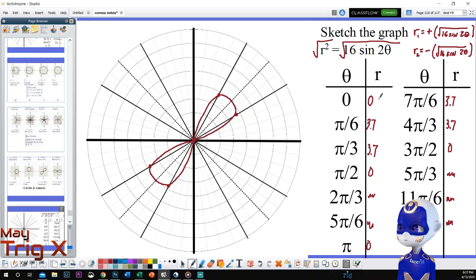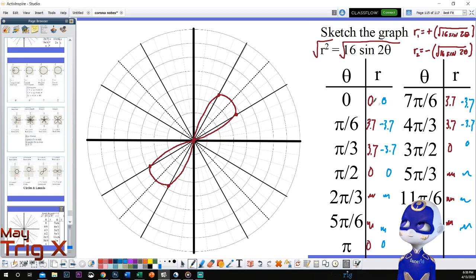So in the R2 column, let's go back up to 0. In the R2 column, I have 0, negative 3.7, negative 3.7, 0, error again, error again. Then at 3.14, that's at pi, that gives me 0, negative 3.7, negative 3.7, 0, and then errors all the way down.